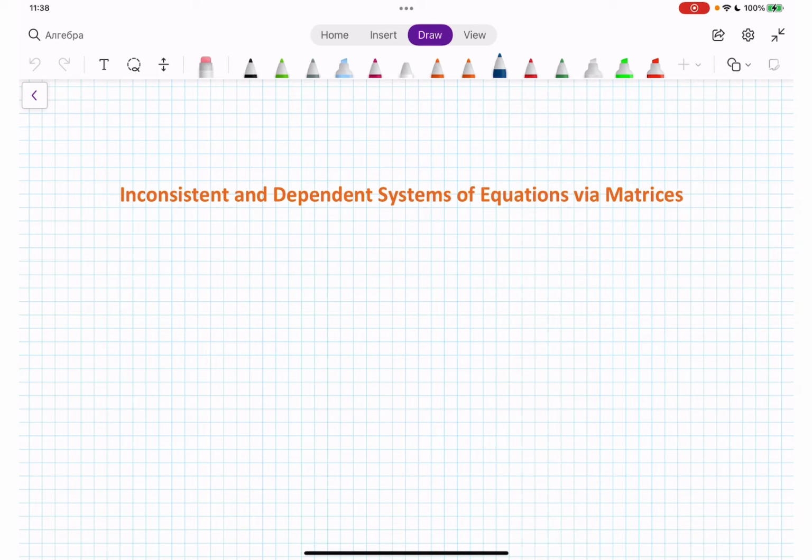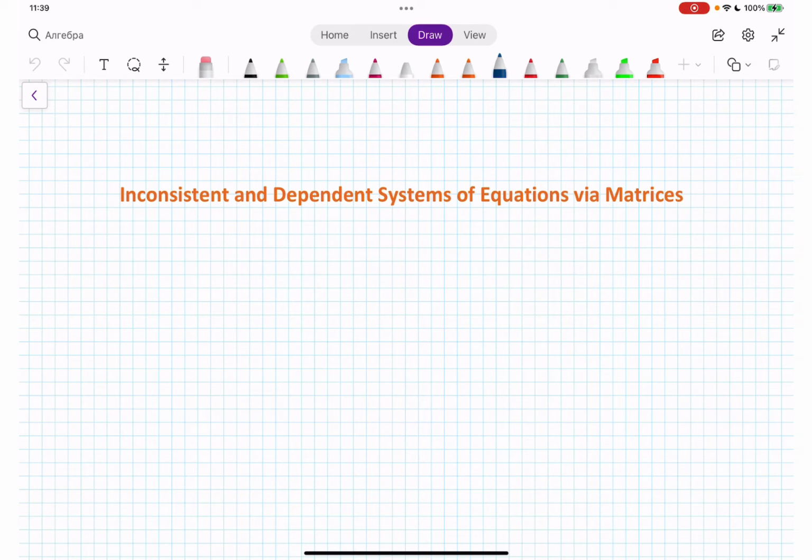When you graph such a system of equations, you get one graph, the same line for every single equation in the system. If a system has no solution, it is said to be inconsistent. So we are going to deal with inconsistent and dependent systems of equations, which means no solution and infinitely many solutions, and we are going to deal with those via matrices. And then in the next video, I will explain how to identify such systems via the rank of a matrix.